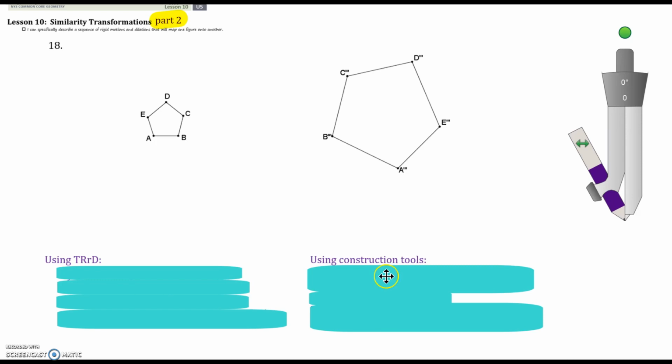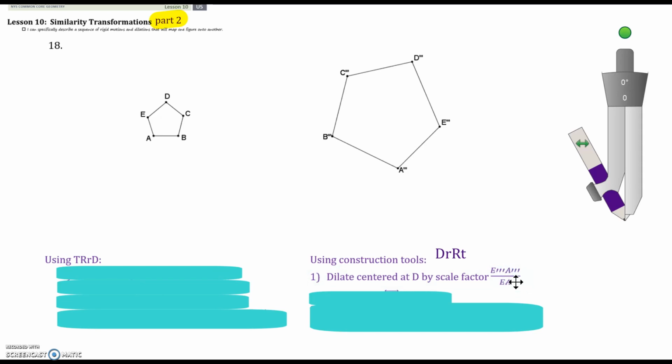So if you're going to do that, you work backwards from the TRRD method, and we're going to do DRRT, dirt. The first thing we're going to do is dilate. So we're going to start by picking a center to dilate from. I'm going to choose point D just because this is giving me more room below the original shape. If D is my center of dilation, it's going to remain fixed, and I'm going to extend past each of the other points, like so.